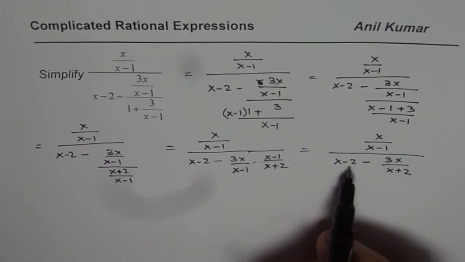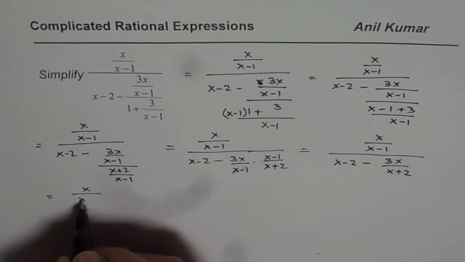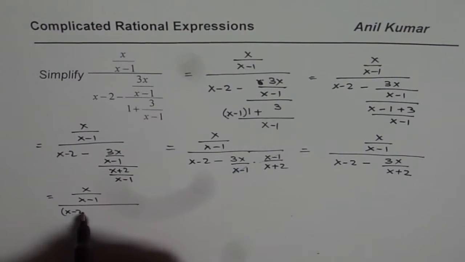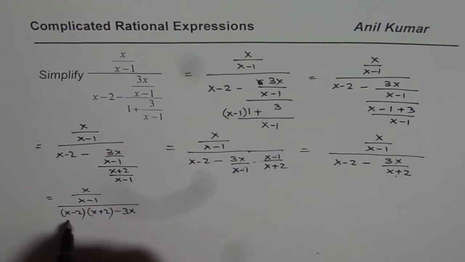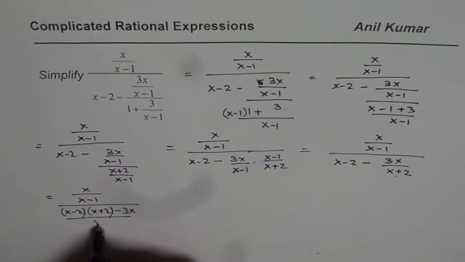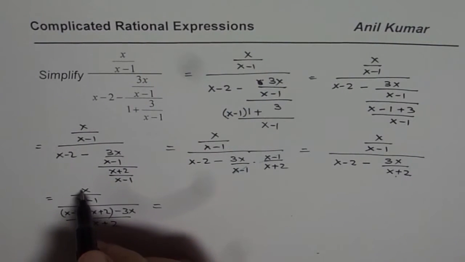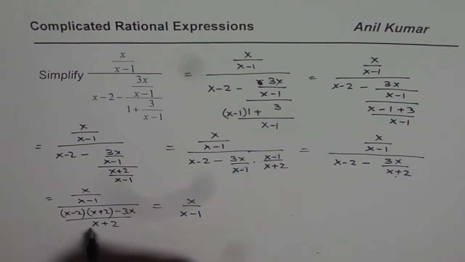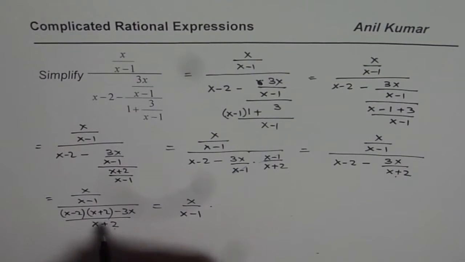Now we can take x plus 2 as the common denominator, right? So we have x over x minus 1 divided by, we'll multiply this x minus 2 by that x plus 2, minus 3x over x plus 2. That becomes the common denominator now, right? So we have x over x minus 1 divided by all this, which means I could multiply by x plus 2. We can flip this, right?